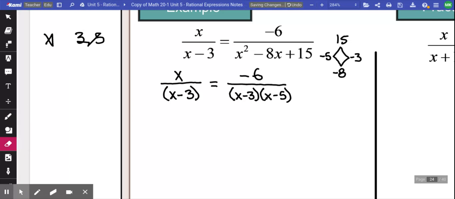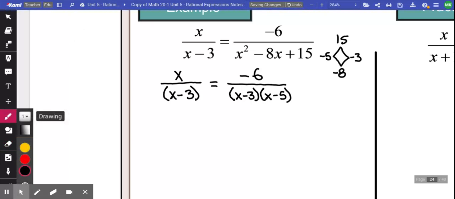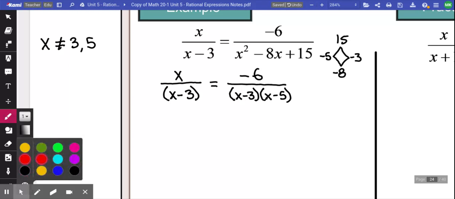Okay, let's try that again. So my NPVs would be x cannot equal 3 or 5. Cool. Now we can start solving. To solve, I need to get a common denominator. They both already have an x minus 3. This x minus 5, I need to get to the other side.